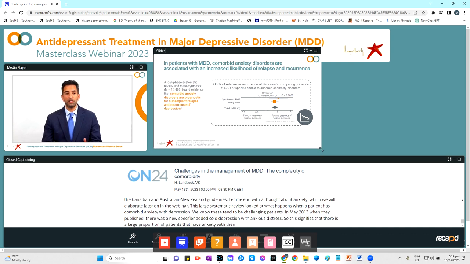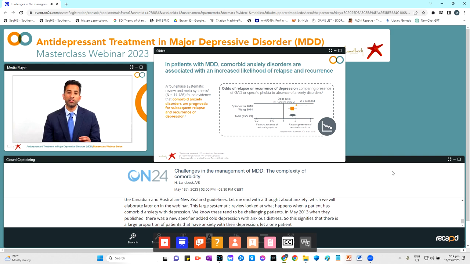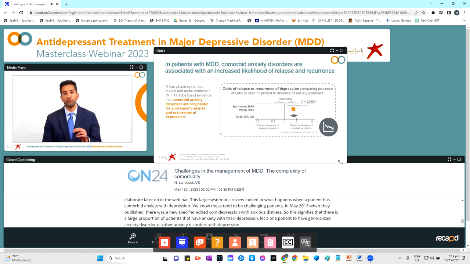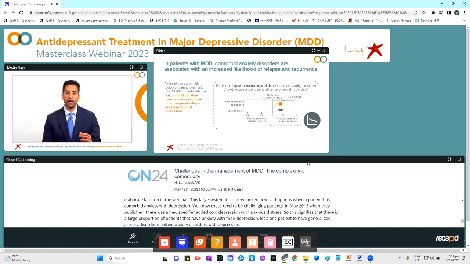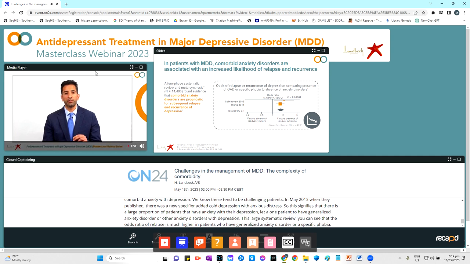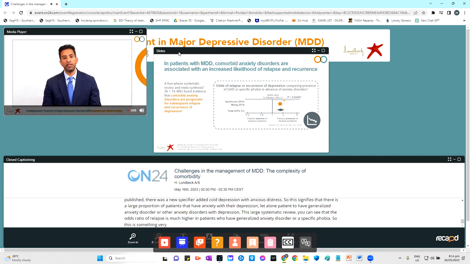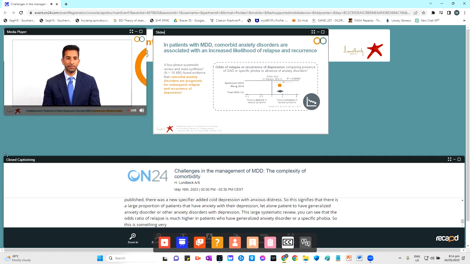In this large metasynthesis and systematic review, you can see that the odds ratio of relapse and recurrence of depression is much higher in patients who have GAD, generalized anxiety disorder, or a specific phobia. So this is something very important to note with our patients and to treat with our patients, making sure that we treat both the depression and anxiety at the same time.